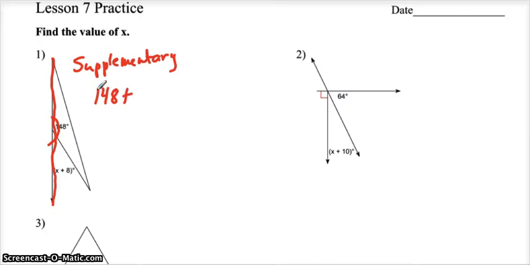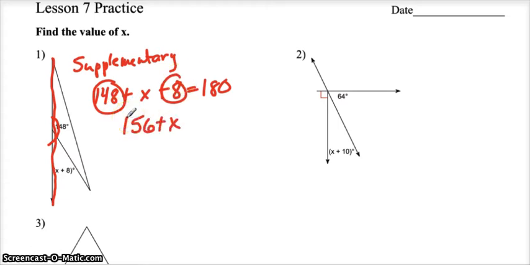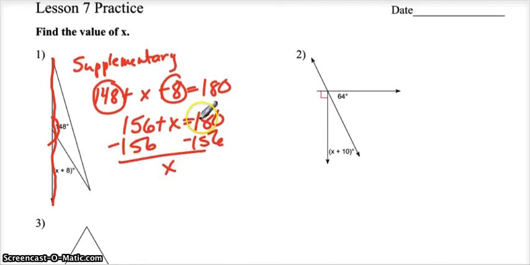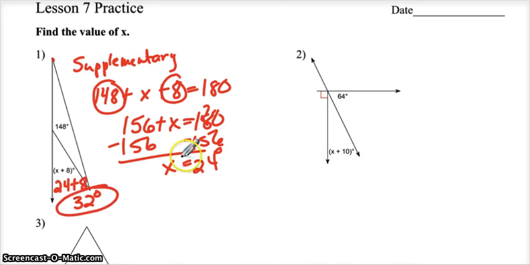So 148 plus x plus 8 equals 180 degrees. We want to combine our like terms. 148 plus 8 is 156 plus x ought to equal 180. Then subtract 156 on both sides and you will know x. So 24 degrees. Now x doesn't solve for the angle, it solves for x. In order to know the measurement of this angle, we'd have to substitute in the 24 and add 8. So this is a 32 degree angle. The value of x is 24 degrees.